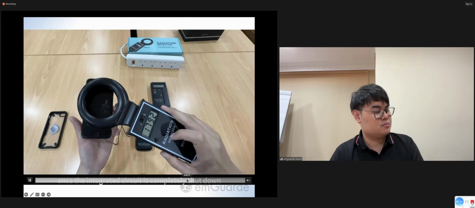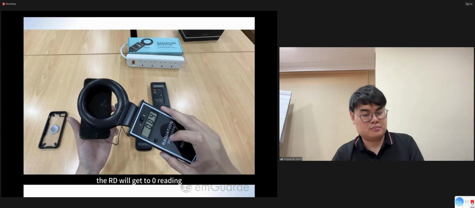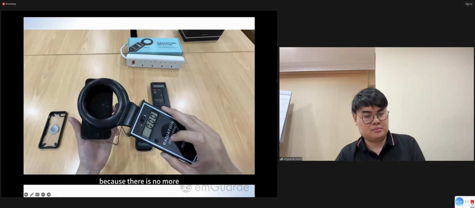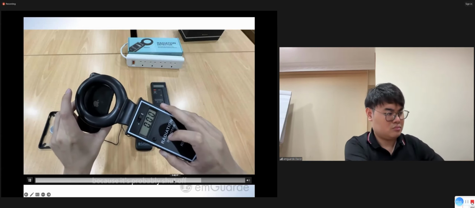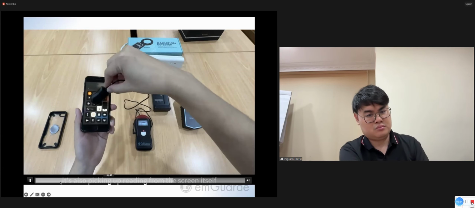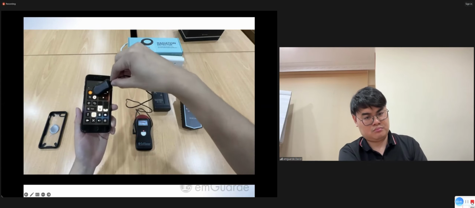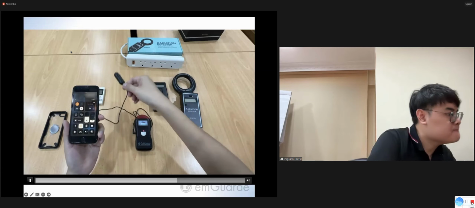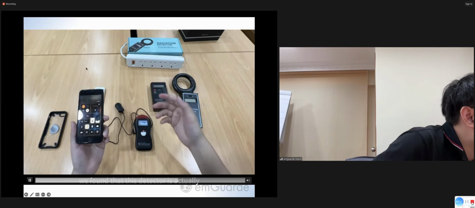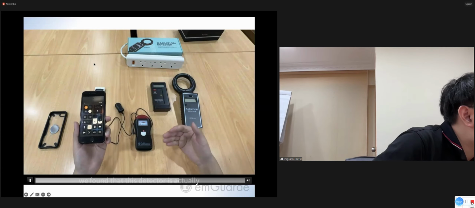The integrated circuit is completely shut down. The RD will get 0 reading because there is no more radiation source coming from this phone. Okay, because it's properly shut off the screen itself. Okay, now, but the thing is, we found that this detector is actually picking up and reacting towards the metal part of the phone.